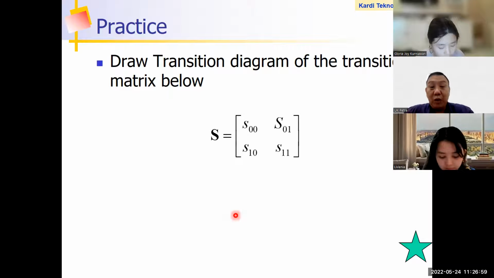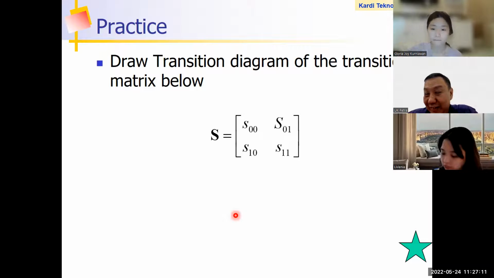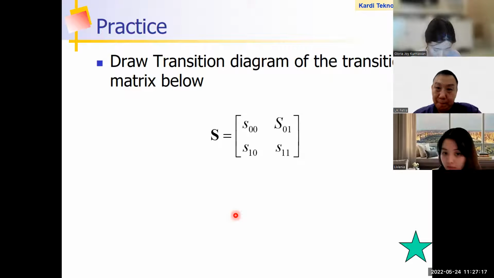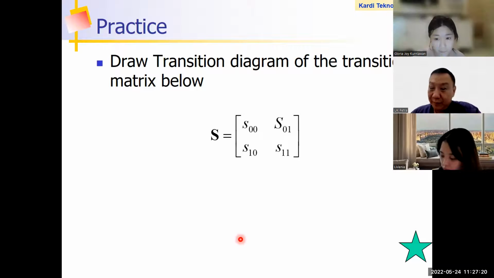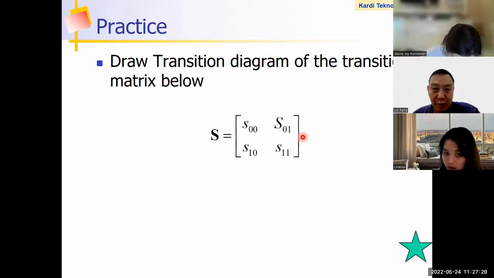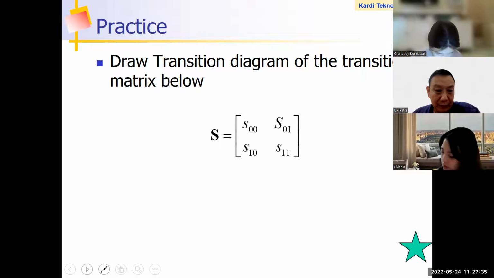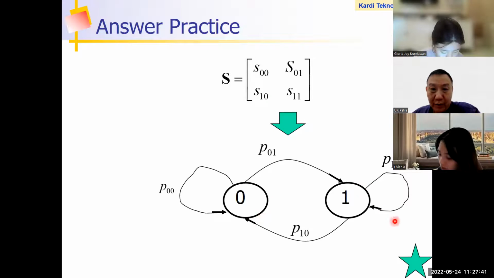Now I have only 2 states. Can you draw the transition diagram? Yeah, you can draw on paper. It's supposed to be simple also, right? Only 2 states. So you're supposed to get something like this.